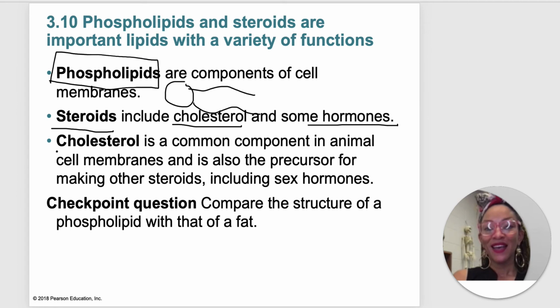All right, so cholesterol, we have to have this in order to make certain types of hormones, right? So it's a common component in animal cell membranes, and it's also the precursor, which kind of means the starting point for making other steroids, including those sex hormones.